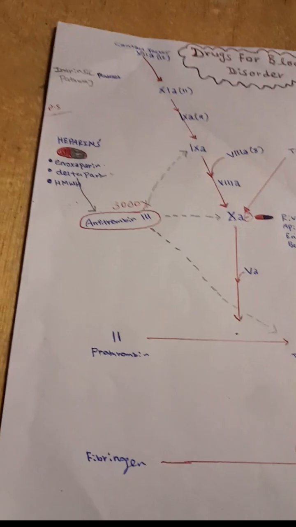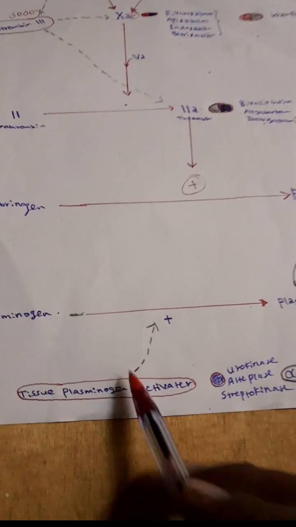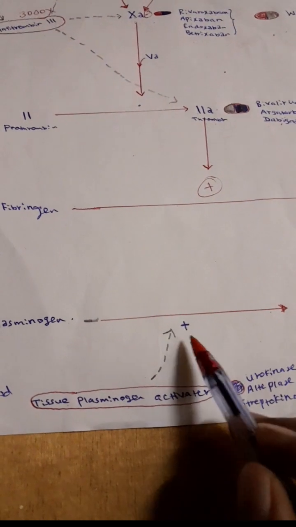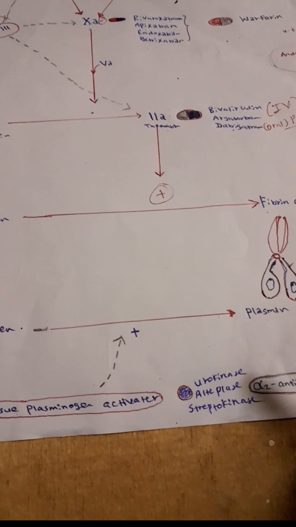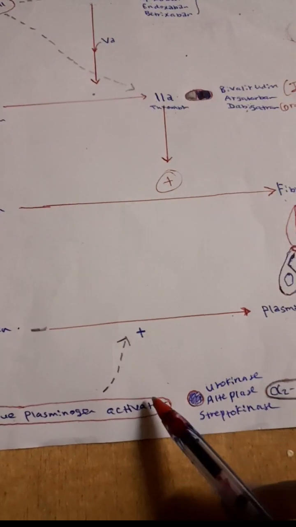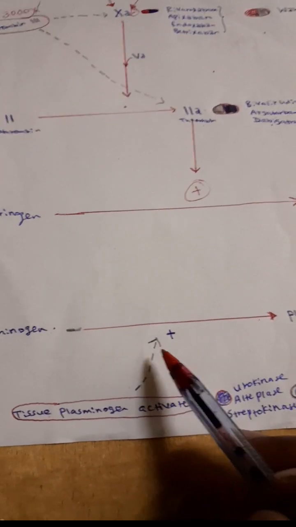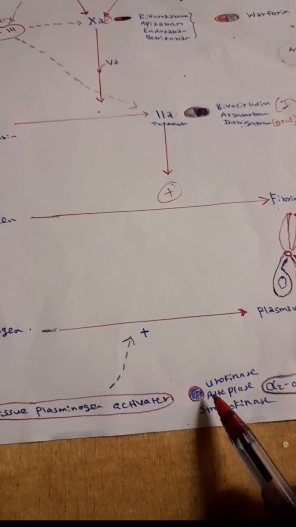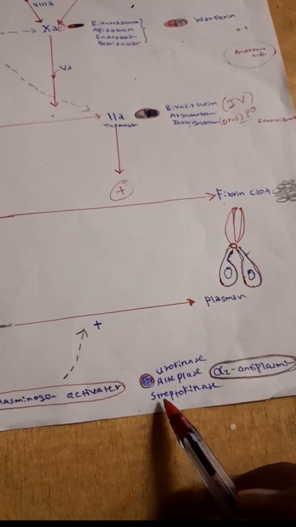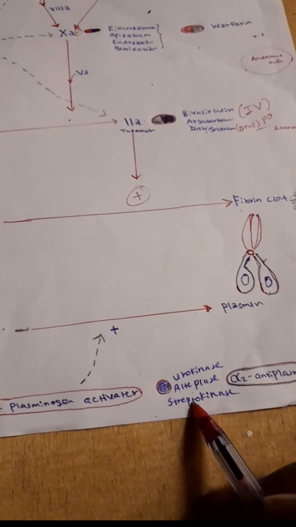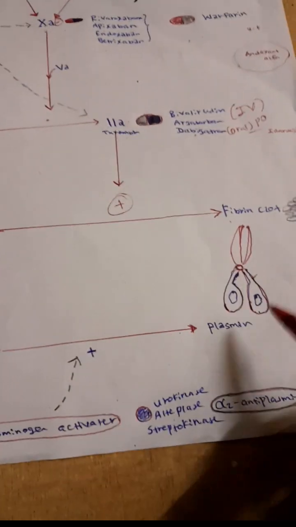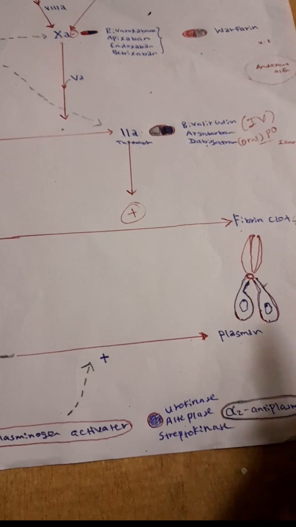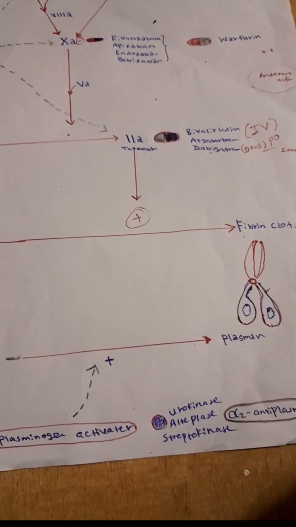The other medication we will see is tissue plasminogen activator. We have different medications that activate this pathway, and when this pathway is activated, the degradation of clots is increased. These medications activate the conversion of plasminogen to plasmin: urokinase, alteplase, and streptokinase. By activating plasminogen, they form plasmin. This plasmin is responsible for breaking down clots, and this helps us for anticoagulant purposes.